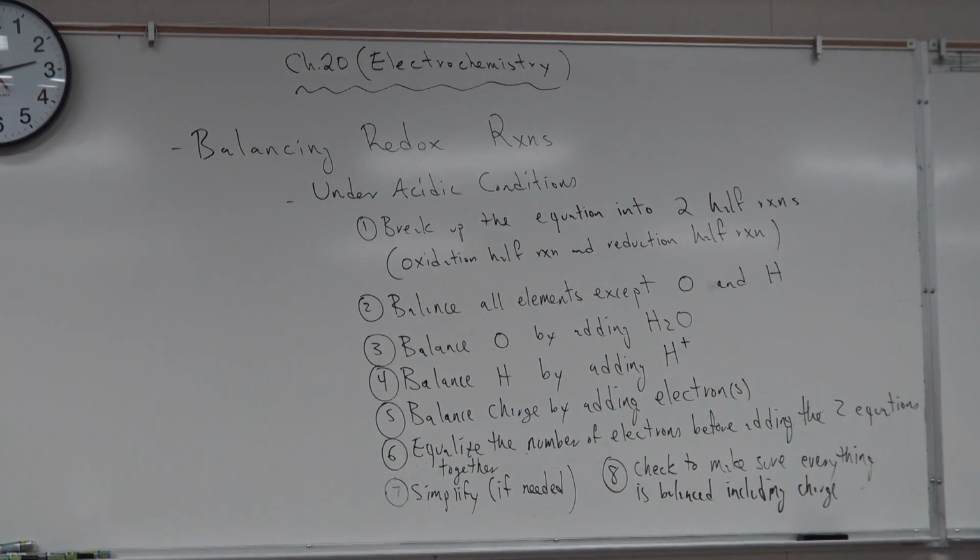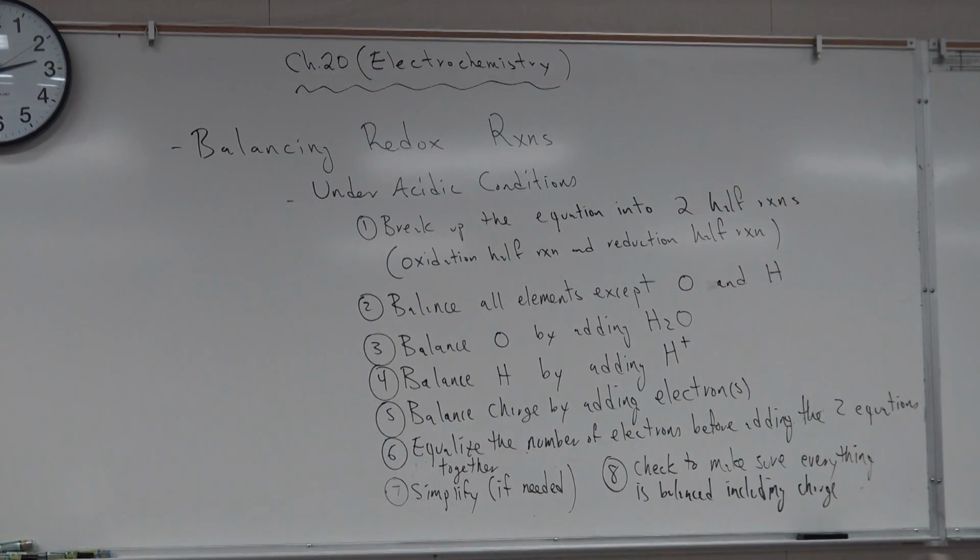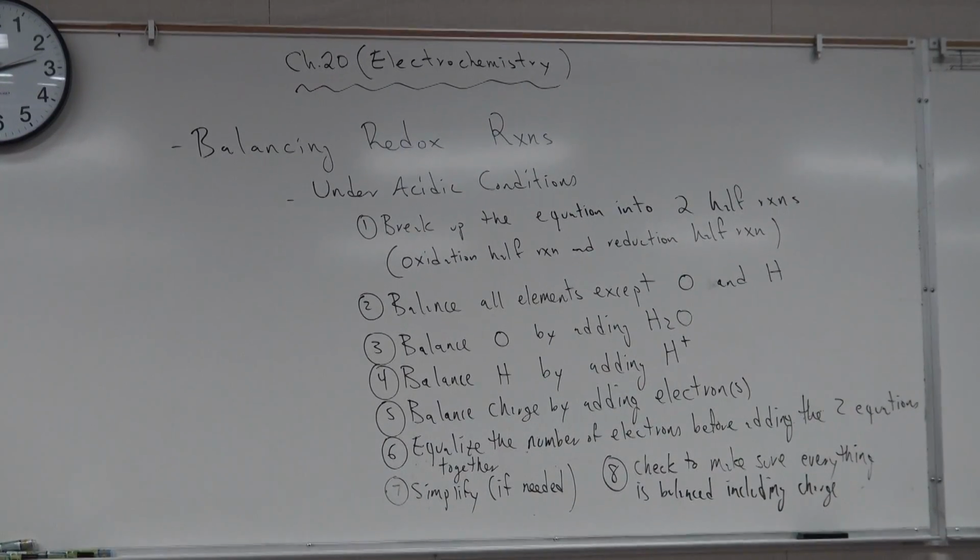Then you balance all elements except oxygen and hydrogen. Then you balance oxygen by adding water, balance hydrogen by adding hydrogen ion, balance charge by adding electrons. Then you equalize the number of electrons on both sides before adding the two equations together. Then simplify if needed, and then check to make sure everything is balanced, including charge.